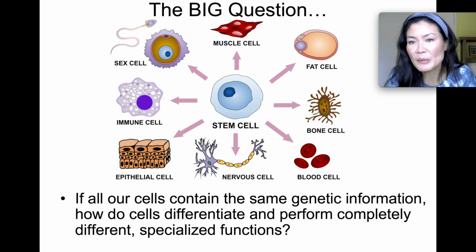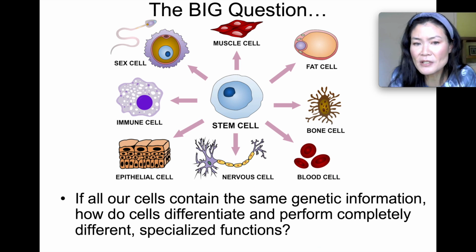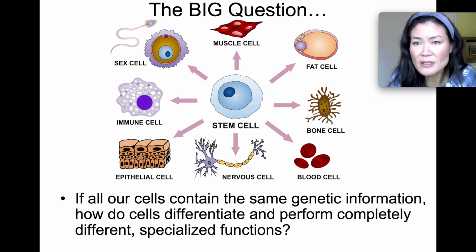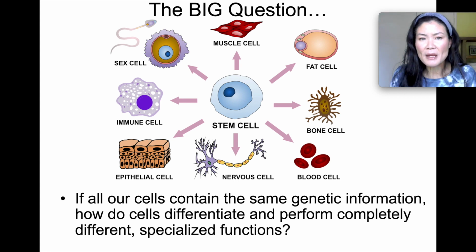And so in this chapter, we're going to be addressing this big question: if all of our cells contain the same genetic information, how do cells differentiate, meaning how do they become different, and how do they perform completely different specialized functions? So we have all these different kinds of cells in our body, like muscle cells, fat cells, bone cells, blood cells, nervous cells, epithelial cells, immune cells. They all have the same genome, they all have the same genetic information, but what makes them so different? How did they differentiate? And it has to do with gene expression, okay?